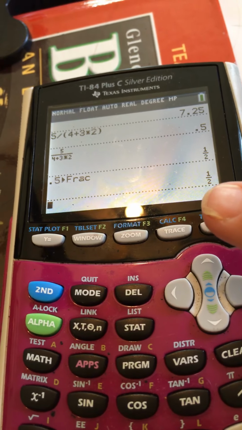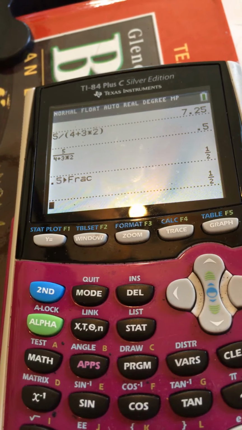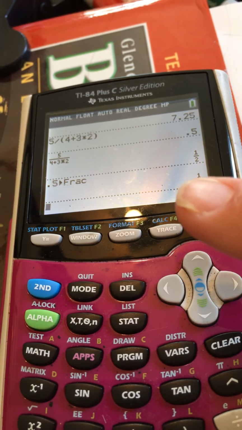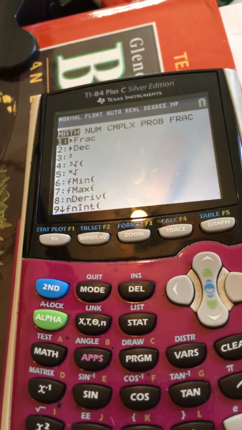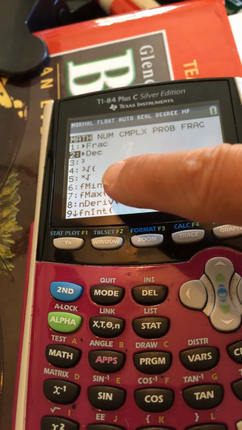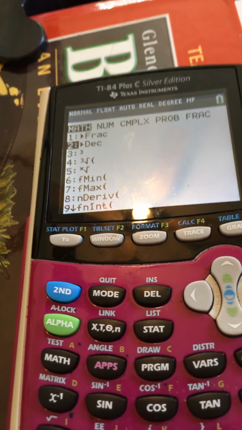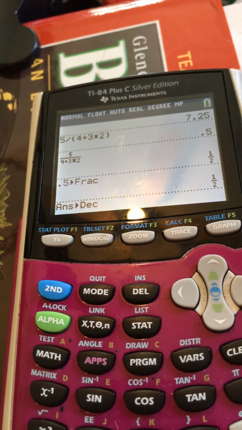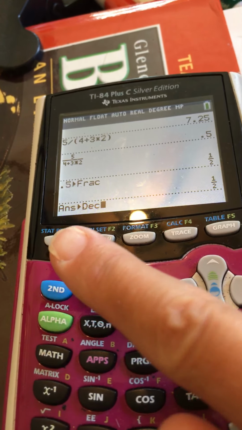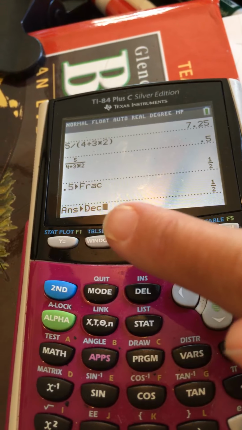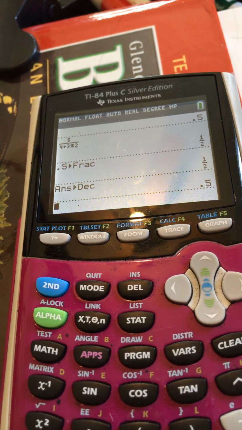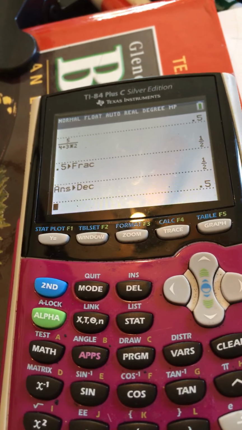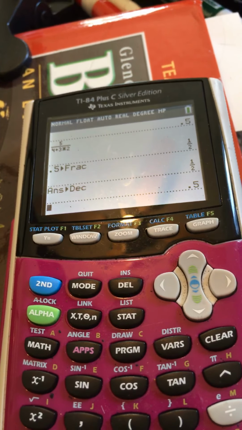Now this time I want my 1/2 to be turned into a decimal. I don't actually have to rewrite this first. I can just go to the ironic button, math. I can go down to the next one. Arrow decimal means turn it into a decimal. I hit enter, and it says it's going to take the answer to the last problem and turn it into a decimal, and I hit enter, and there it is, 0.5. So it will convert between decimals and fractions for you.